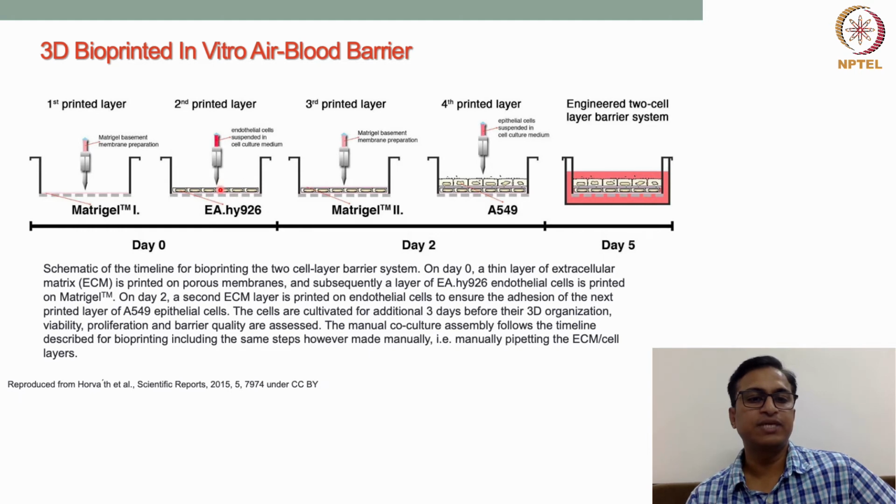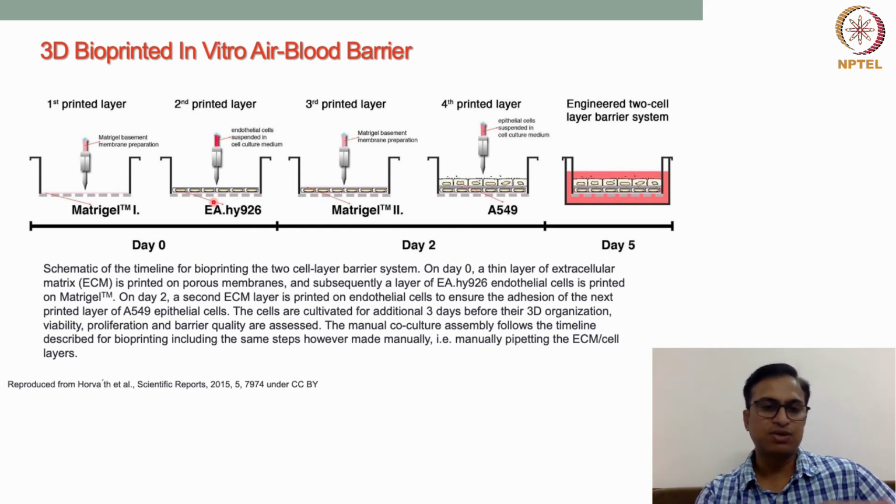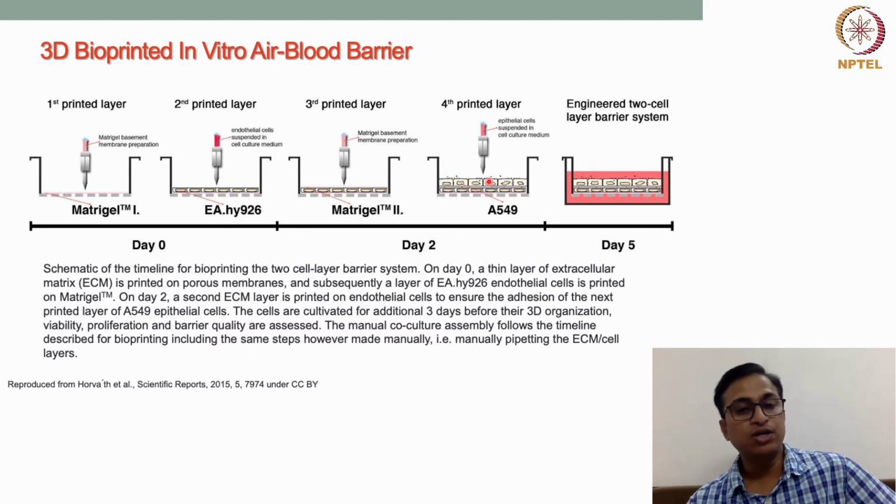That is the second layer printed, and then they gave a gap of 2 days for these endothelial cells to settle down on the matrix, so that they form a nice monolayer structure. Then on day 2, they printed another layer of Matrigel basement membrane on top of these endothelial cells. And then the epithelial cells, also suspended in cell culture medium, were printed on top of the second Matrigel layer. Here they used the A549 cell line. These are alveolar epithelial cells that they have printed.